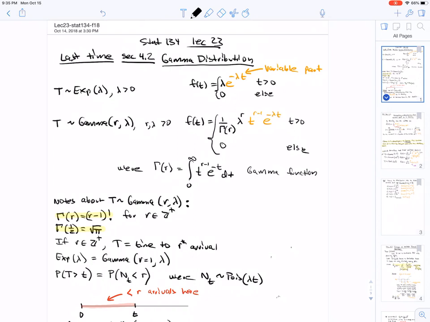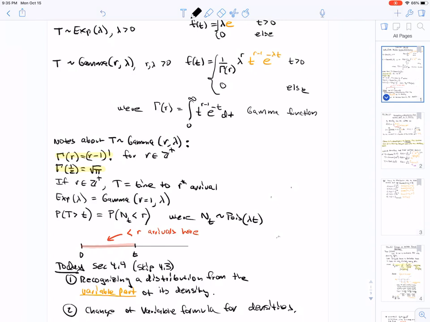Last time we finished section 4.2 on the gamma distribution. We talked about the exponential and gamma distribution. Some notes about the gamma distribution.